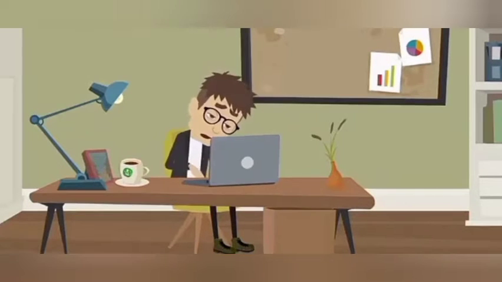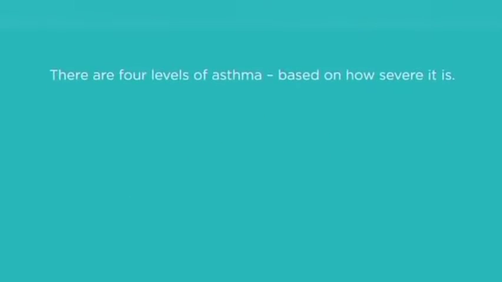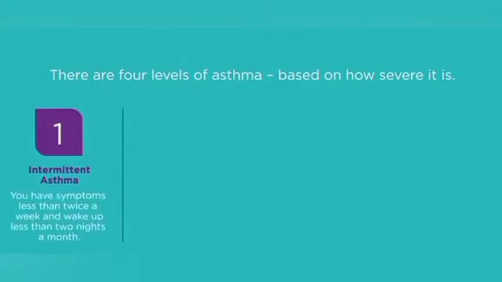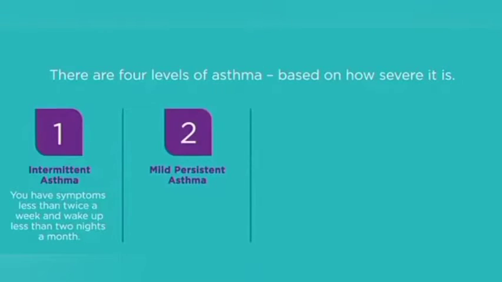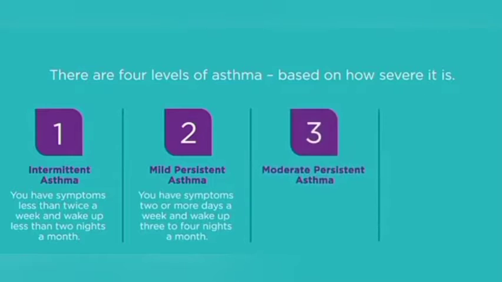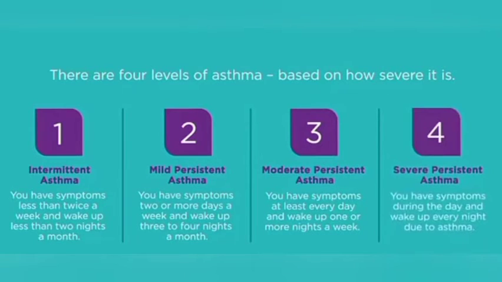There are 4 levels of asthma based on how severe it is. First, intermittent asthma. You have symptoms less than twice a week and wake up less than 2 nights a month. Second, mild persistent asthma. You have symptoms 2 or more days a week and wake up 3 to 4 nights a month. Third, moderate persistent asthma. You have symptoms at least every day and wake up 1 or more nights a week. Fourth, severe persistent asthma. You have symptoms during the day and wake up every night due to asthma.